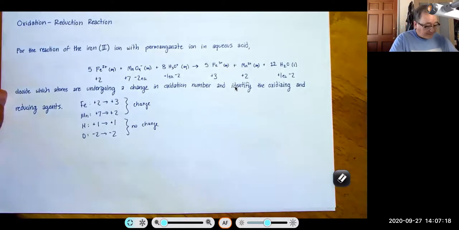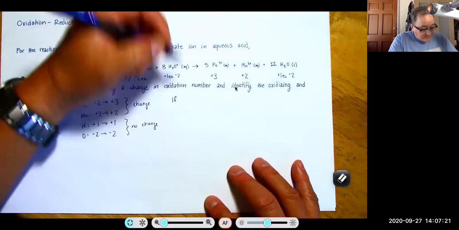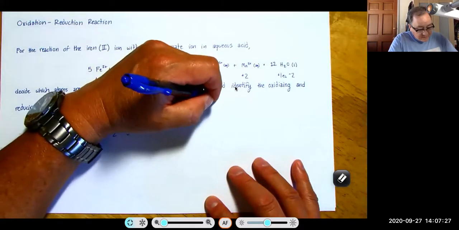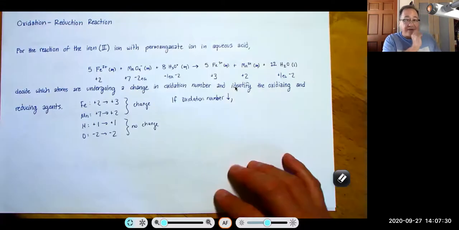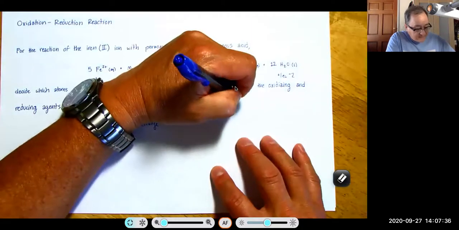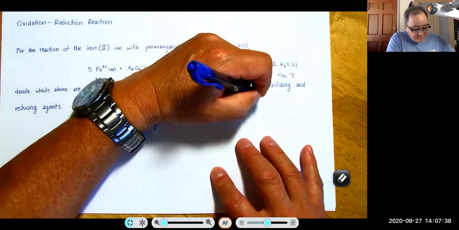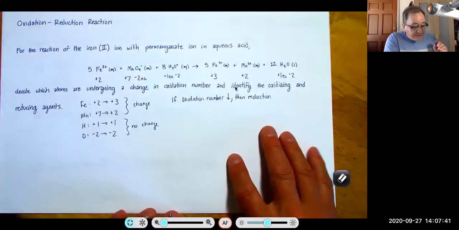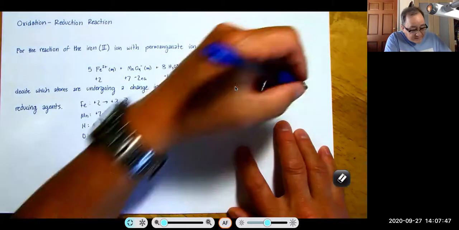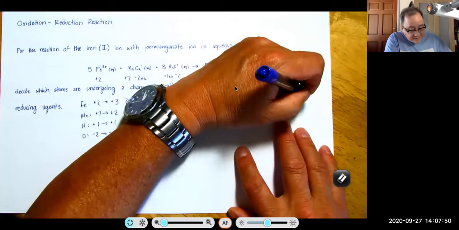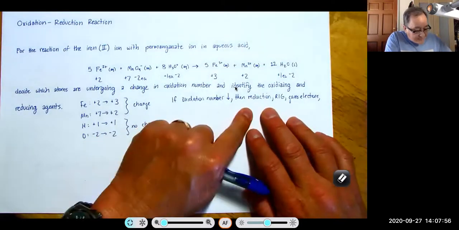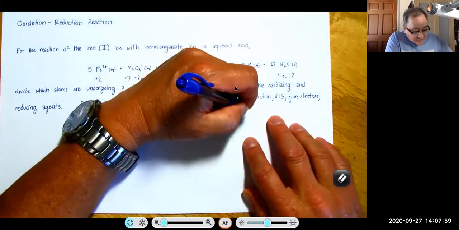And here's how it works. If the oxidation number decreases, so that arrow down means decreases. If the oxidation number decreases, then it's reduction. And if it is reduction, it means it got reduced, which means it gains electrons. And if it got reduced, then it's the oxidizing agent. It causes oxidation.